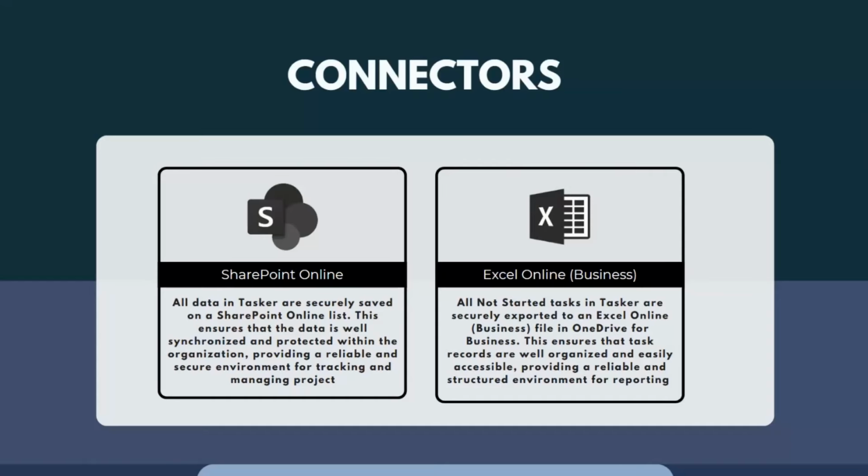Okay, thank you. So these are the connectors on Tasker. I have leveraged SharePoint Online, where I'm saving all the data of the Tasker securely on the SharePoint list, ensuring the data is well synchronized and protected within the organizations, providing a reliable and secure environment for tracking and managing projects, and also the Excel Online business, where I'm saving all the not started tasks on my Excel Online file, ensuring the task records are well organized and easily accessible, providing a reliable and structured environment for reporting.